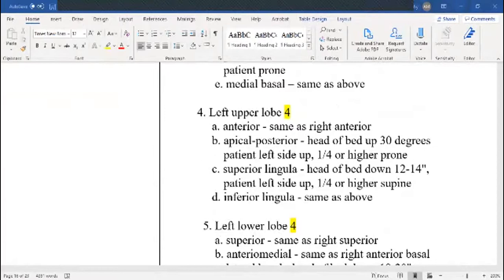Head of the bed is what? Up 30 degrees, patient on the left side, 1/4 turn or higher from prone. Left side is up, so they're laying on their right side. Head of the bed up 30 degrees, left side up, 1/4 or higher from prone. So let's look at that. This is my left lung we're talking about.